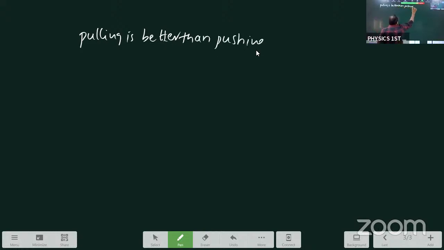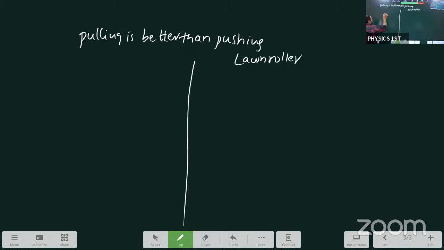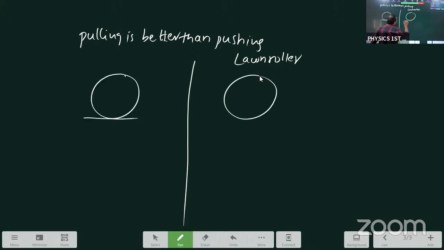See here, lawn roller. Don't think this is the difference. This is the short method, a brief explanation. Take one as pulling. Next one, pushing.